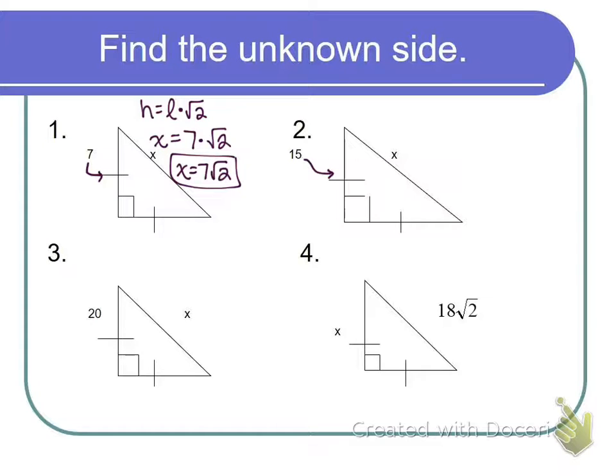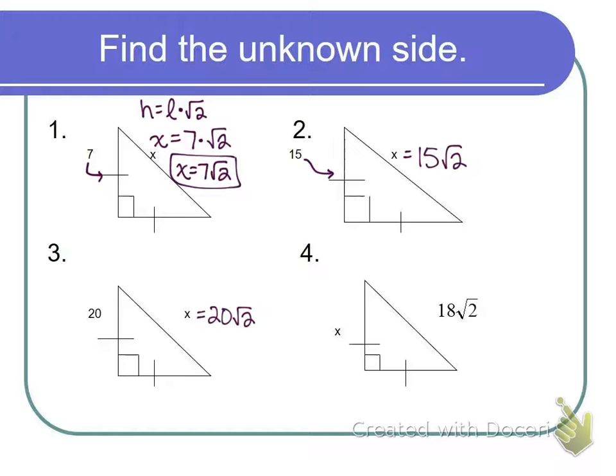So on number 2, what do you think the answer is for x? 15 root 2. Again, we were looking for a hypotenuse. So we take a leg times square root 2. Number 3, what's our answer? 20 root 2. Same thing. We were finding a hypotenuse, so we take a leg times the square root of 2.